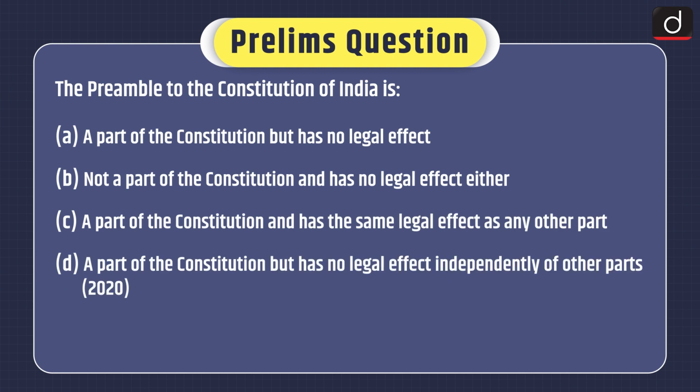Now moving on to the practice questions. First of all, note down the prelims question, which was asked in the 2020 exam also. The Preamble to the Constitution of India is: a part of the Constitution but has no legal effect; not a part of the Constitution and has no legal effect either; a part of the Constitution and has the same legal effect as any other part; or a part of the Constitution but has no legal effect independently of other parts.